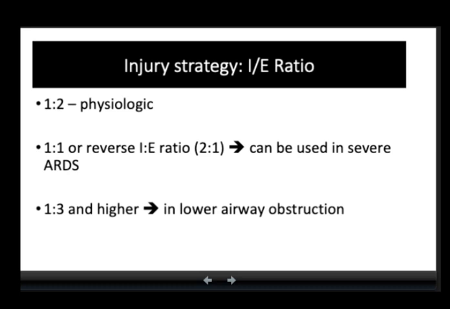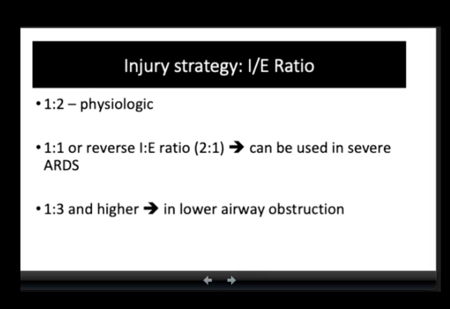Inspiratory to expiratory time ratio is not as important in the injury strategy as opposed to the obstruction strategy because patients with low lung compliance do not usually have problems with air trapping or airway resistance. 1-to-2 ratio is considered physiologic. However, a reverse IE ratio has been used in ARDS patients to prolong inspiratory phase and give alveoli more time for gas exchange.